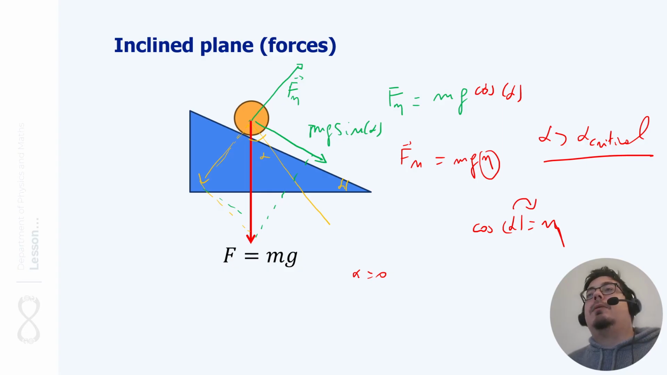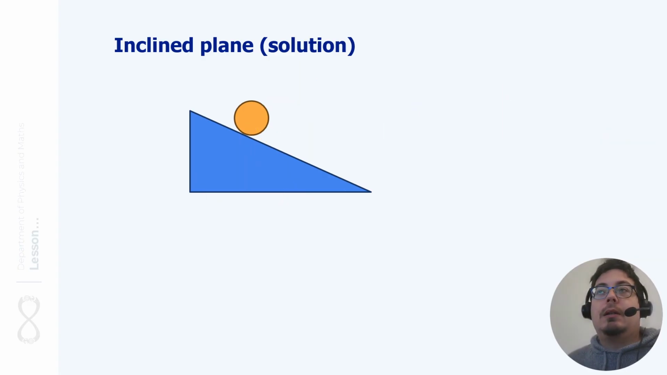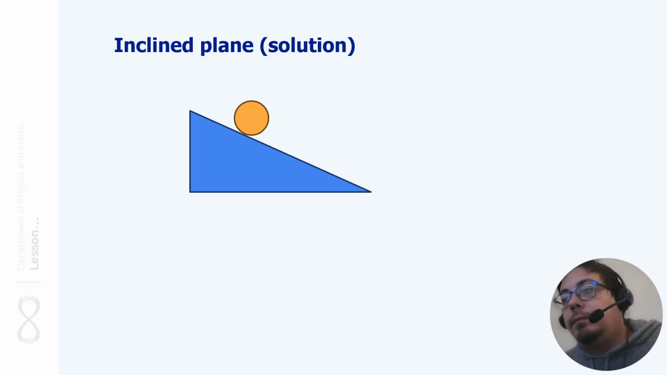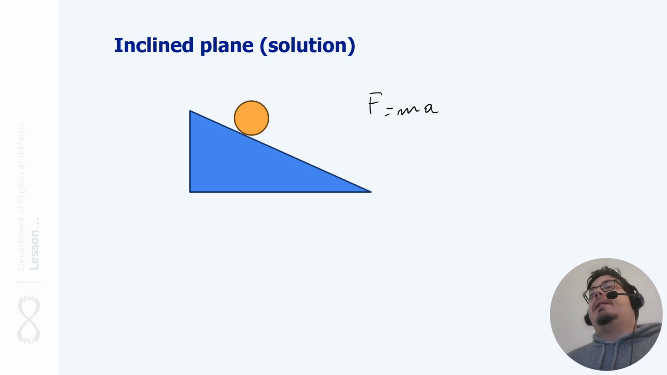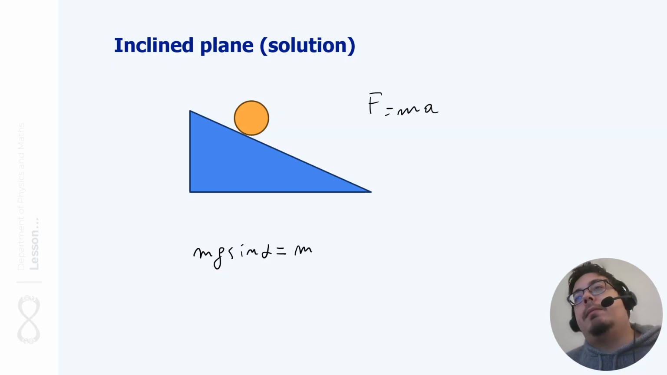Okay, so what can we do next? Let's see if we can draw some conclusion from here. Suppose we want F equal to m times a, and the force is mg sinus alpha, equal to m times a. The mass simplifies as usual, because the object is moving in this direction, so the mass cancels out.